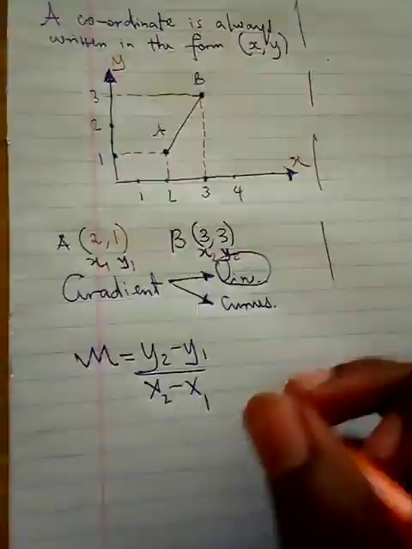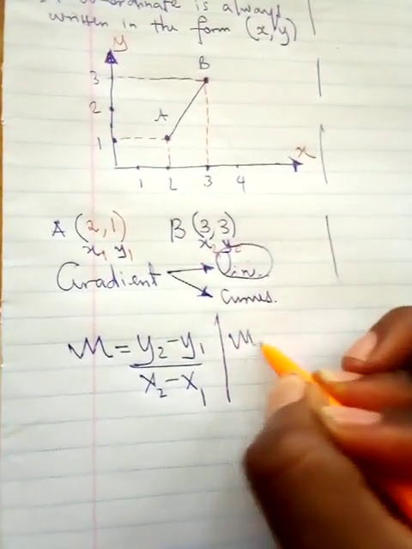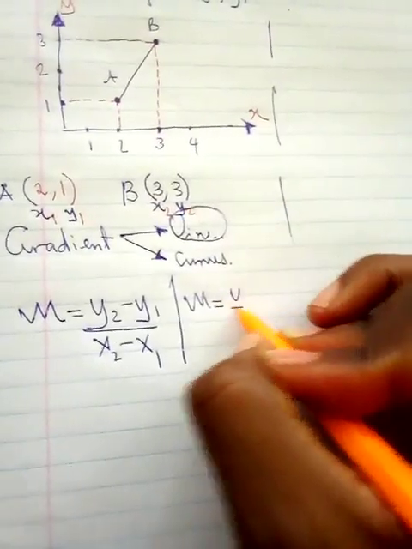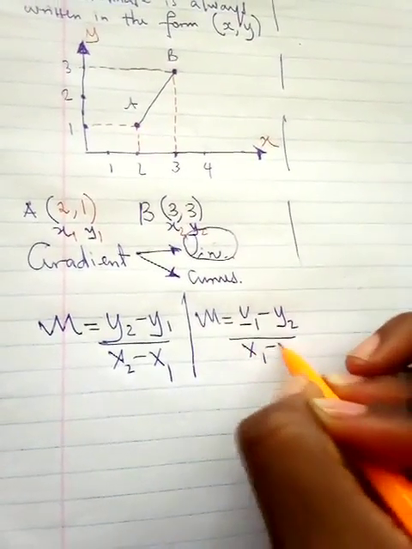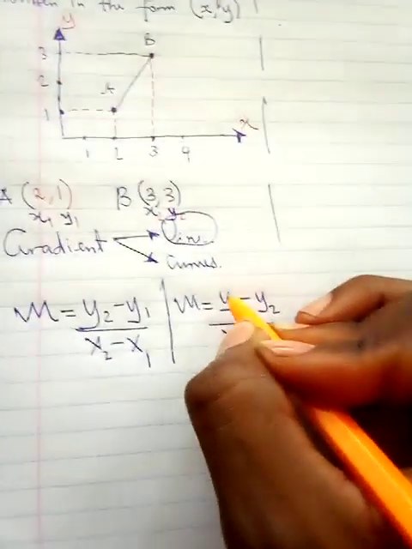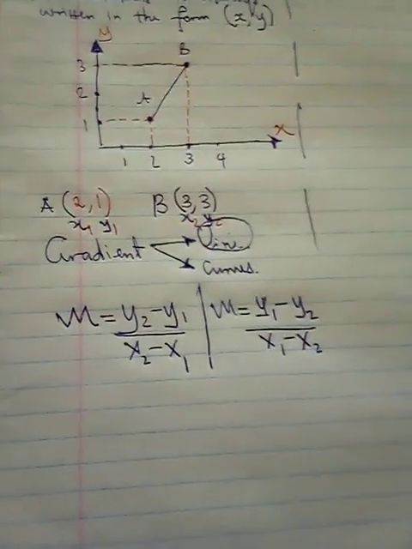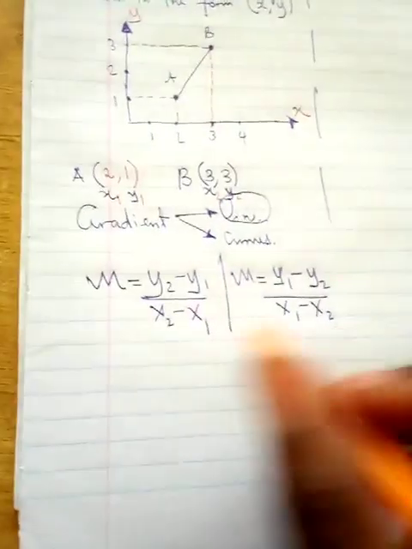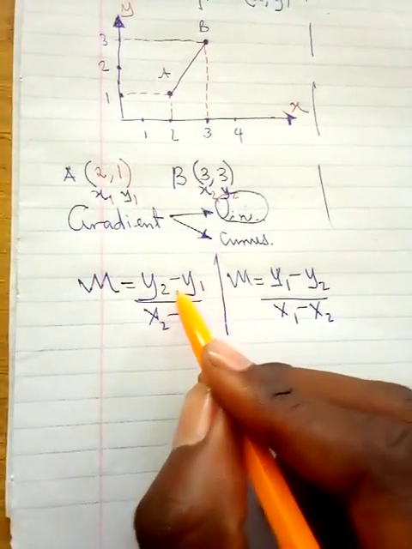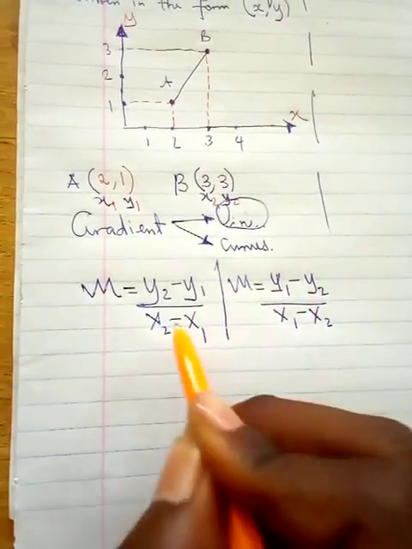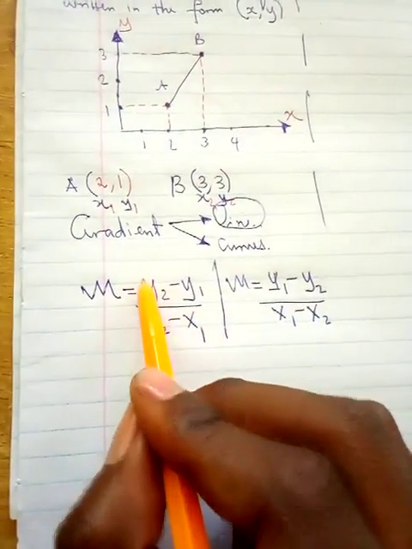If you want, your gradient formula can be written in a different way. You can write it as m is equal to y1 minus y2 over x1 minus x2. Whether you write it in this way or in that way, it's one and the same thing. The value that you're going to have will be the same. So take note, I have changed everything. It's y1 minus y2, and down here, I have changed to x1 minus x2.